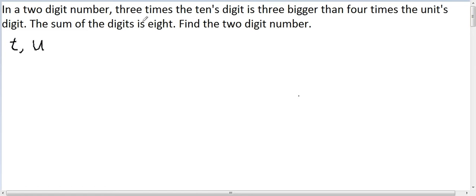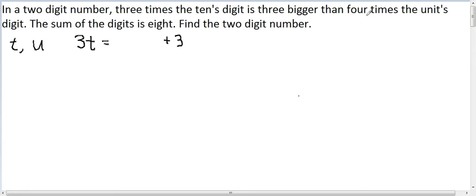Let's take a look at the first relationship that's given to us. 3 times the tens digit is 3 bigger than 4 times the units digit. So 3 times the tens digit is T, and 3 times that is 3T, so we're going to write out 3T. Then the word "is" can be translated into the equal sign. Then we have "3 bigger than." This phrase can be translated into plus 3. We're going to find out what we're adding 3 to next.